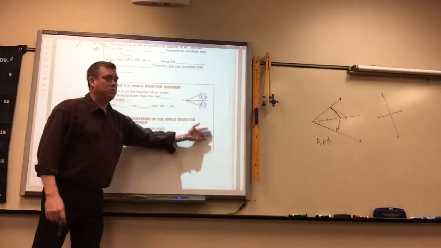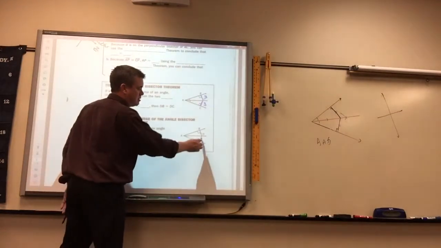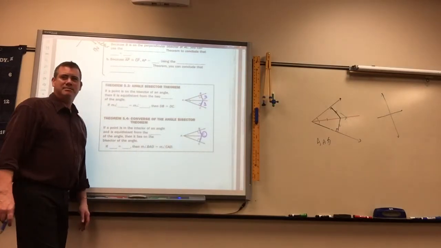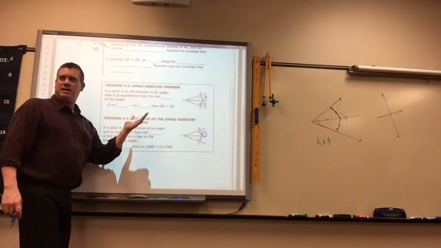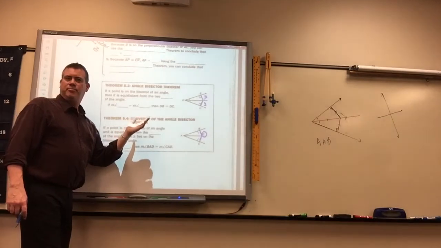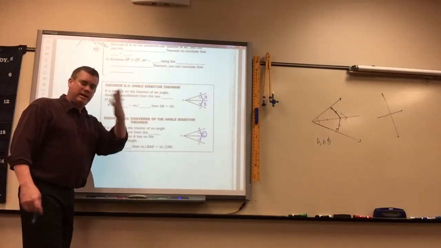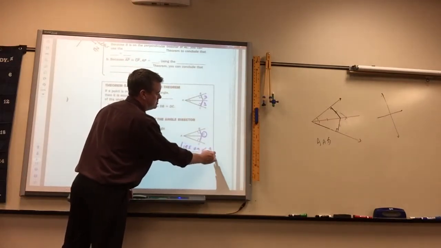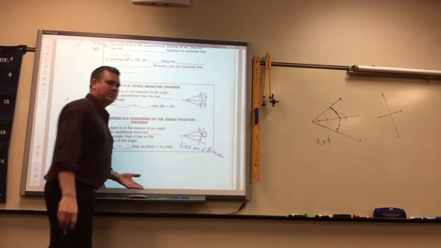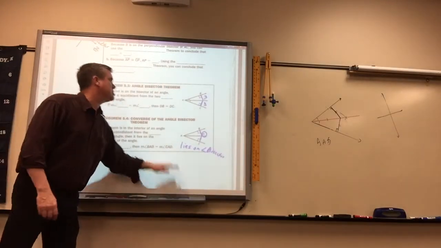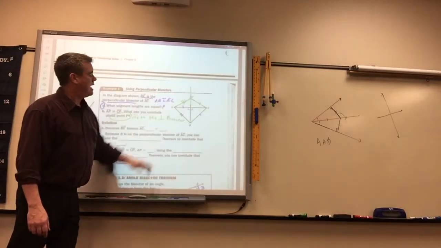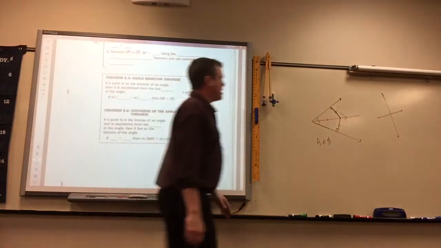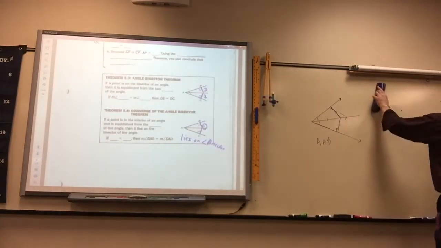And then that works both ways too. If you see this picture and they tell you that this equals that, what can you conclude about point D? Think of the last question. It lies on the angle bisector. Okay, they're the same type of questions, it's just with perpendicular bisector and angle bisector.